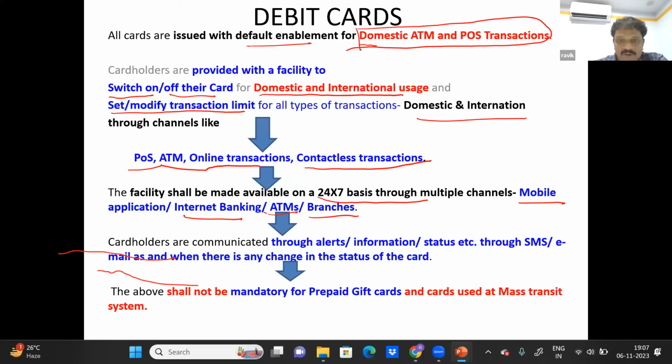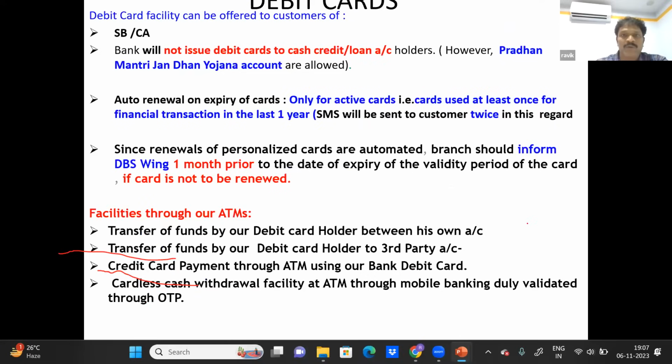Okay, then card orders are communicated through alerts, information status, through SMS, mails, as and when there is a change in the status of the card. And remember, this above shall not be mandatory for prepaid gift cards and cards used for mass transit system. So bank will not inform. Bank may not inform.